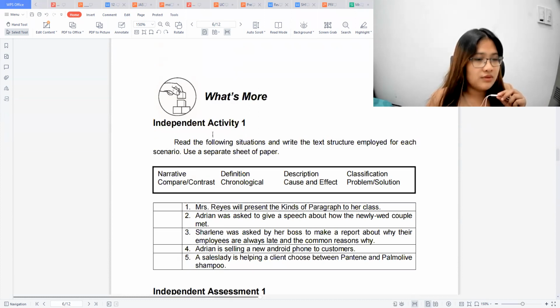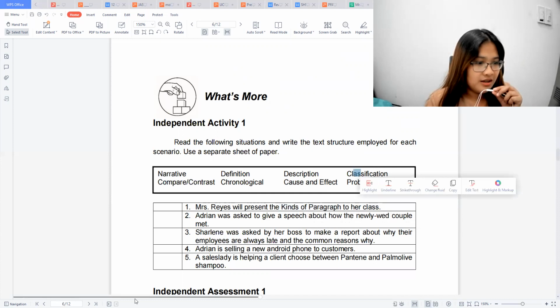So, itong mga activities, depende sa kung ano ibibigay ng teacher nyo, at kung ano pinili ko practically dun sa mga binigay ko sa mga students. But I'll give you a few bonus items. Okay? So, for independent activity 1, ilagay nyo kung ano yung text structure na ginamit. So, for example, Mrs. Reyes will present the kinds of paragraphs to her class. Present kinds of paragraphs. So that means kinds. Classification. Okay? Adrian was asked to give a speech about the newlywed couple.